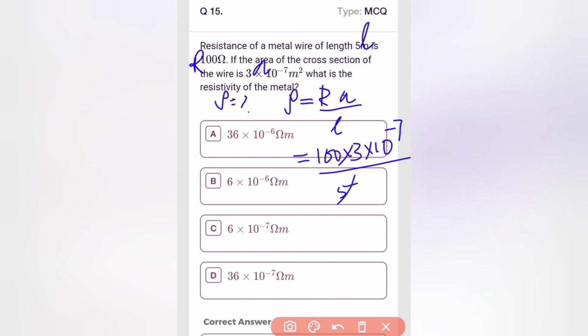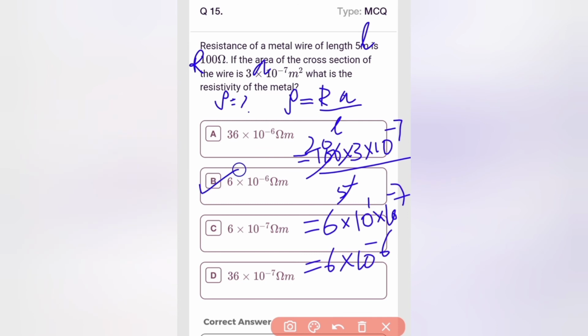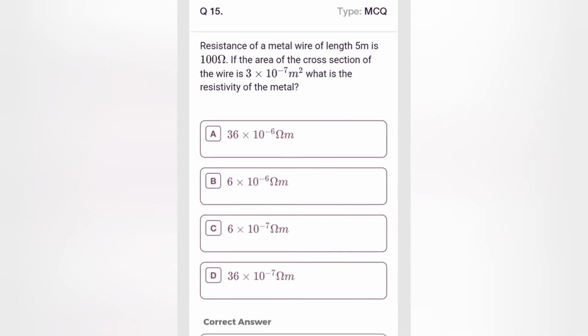So you cancel this 5 and 100 to get 20. 20 times 3 is 60, so I can write 6 into 10 into 10 to the power minus 7, since 60 can be written as 6 into 10, right? Now what is 10 power 1 into 10 power minus 7? That is 6 into 10 to the power minus 6. So the option is B. 6 into 10 power minus 6 ohm meter will be the correct answer of resistivity.